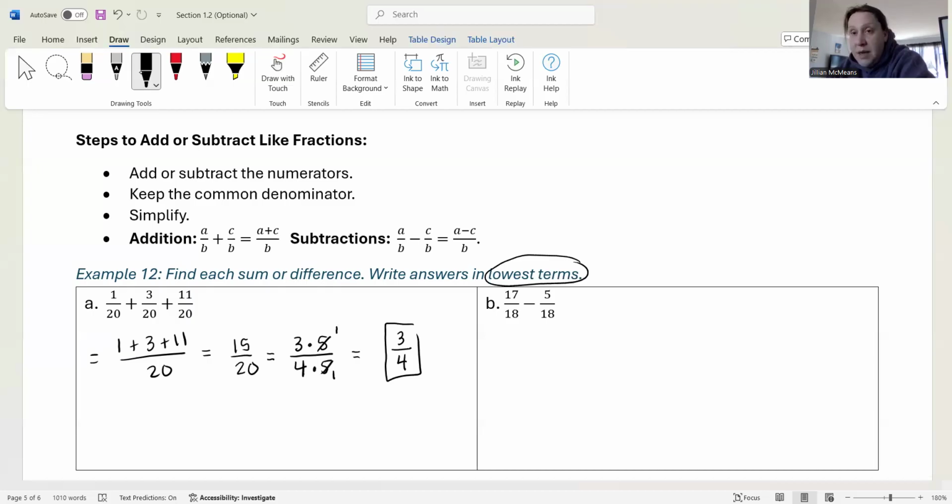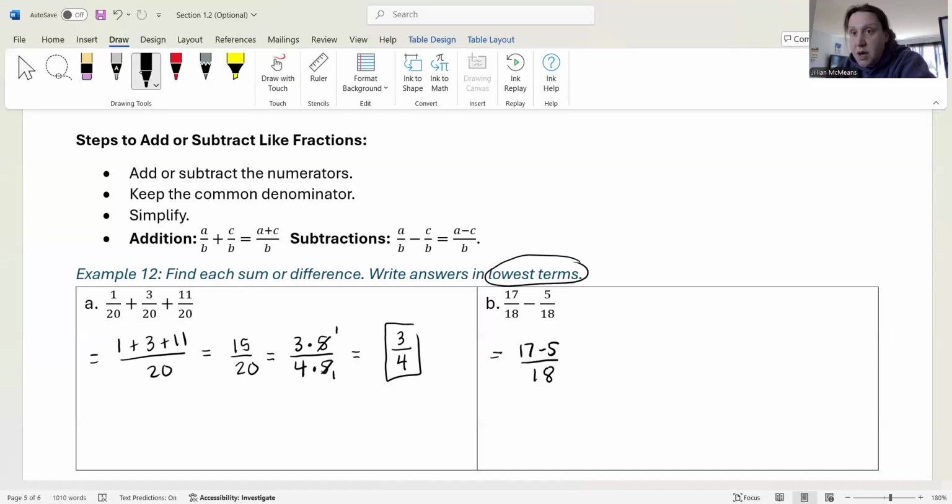Now for part B, we have 17/18 minus 5/18. We definitely have a common denominator of 18. So I want to write this as 17 minus 5 over 18. So we subtract the numerators of 17 and 5.